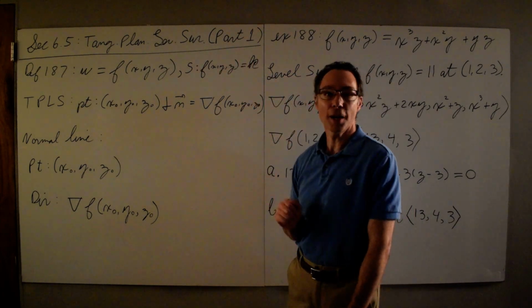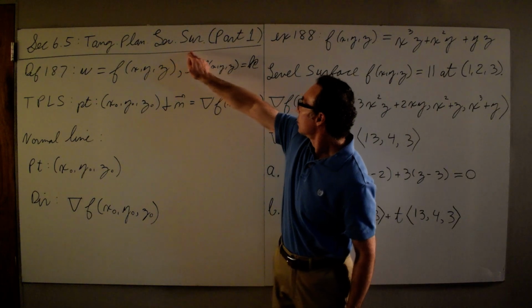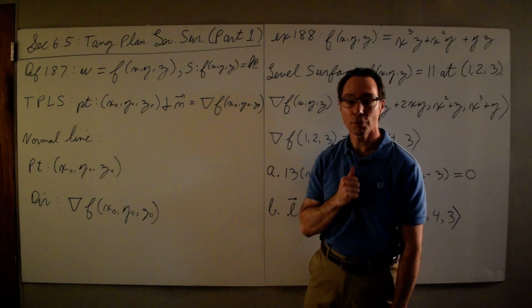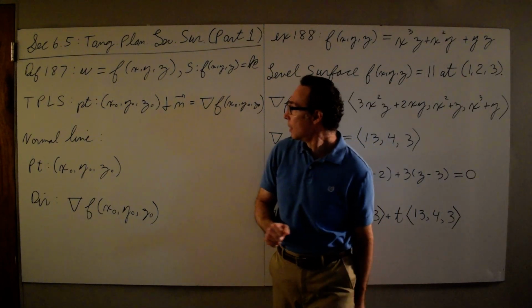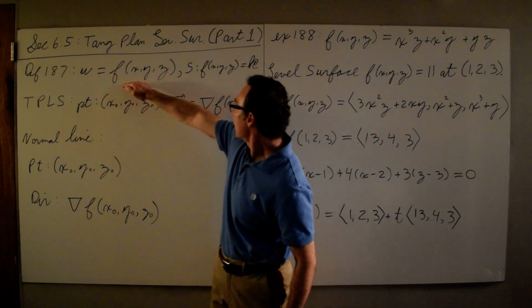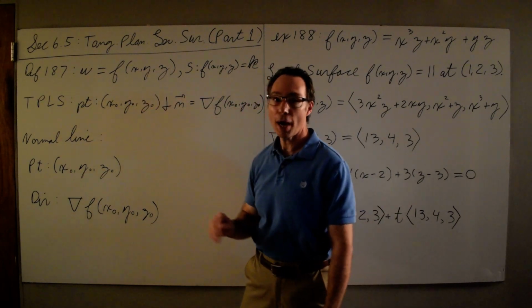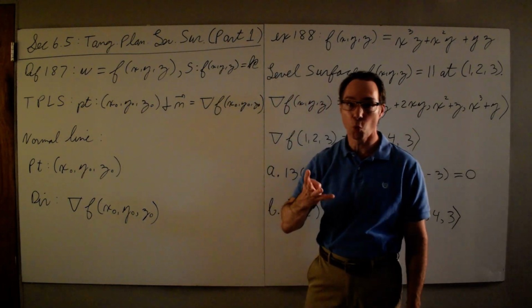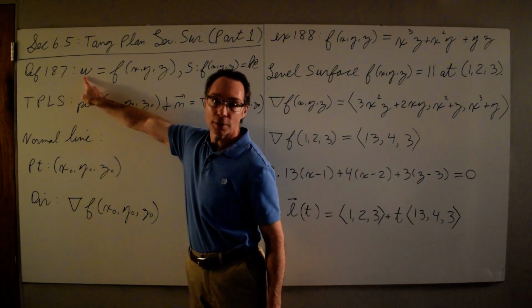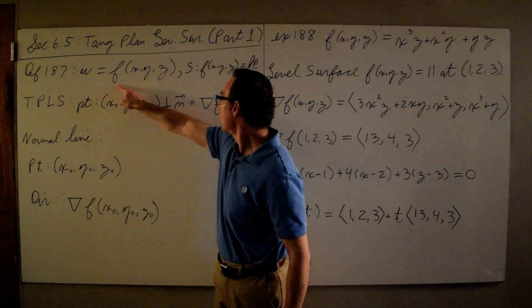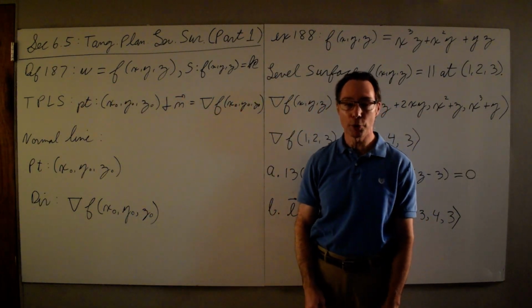This is the first video in section 6.5, tangent planes to level surfaces. Now, first of all, let me explain a little bit about what we mean by a level surface. In this context, we have a function of three variables. Remember, the graph of a function of three variables is four-dimensional. So we have this fourth variable, the dependent variable, defined in terms of these three independent variables. So our graph is four-dimensional.